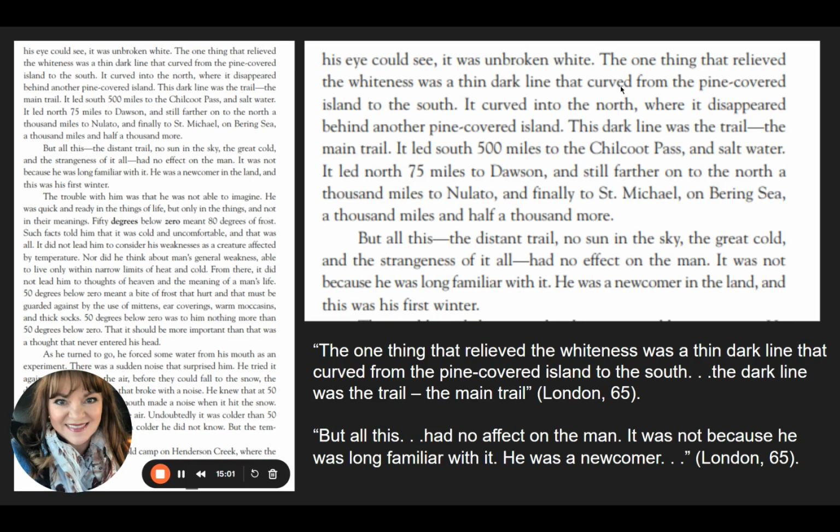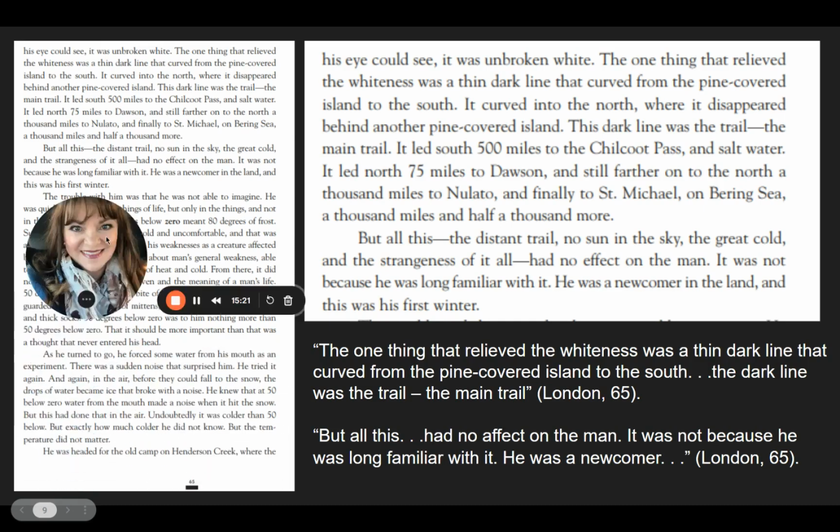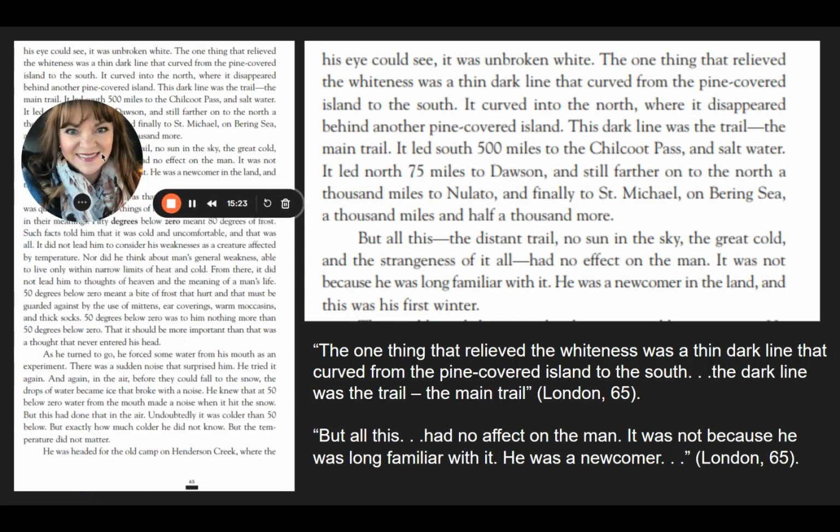50 degrees below zero meant a bite of frost that hurt, and that must be guarded against by the use of mittens, ear coverings, warm moccasins, and thick socks. 50 degrees below zero was to him nothing more than 50 degrees below zero. That it should be more important than that was a thought that never entered his head.